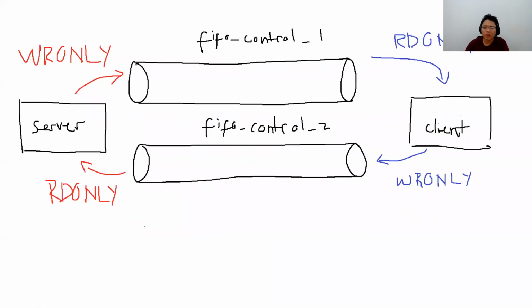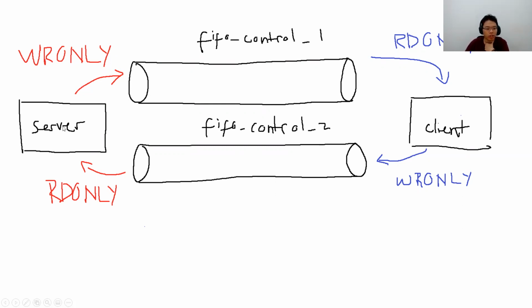So FIFO is actually really simple. You have two things right here: a server and a client. You need two pipes for communication, because each pipe can only send and receive data in one direction. So you need two pipes, one for writing to the server and one for writing to the client, or the other way around, reading from the server and reading from the client.